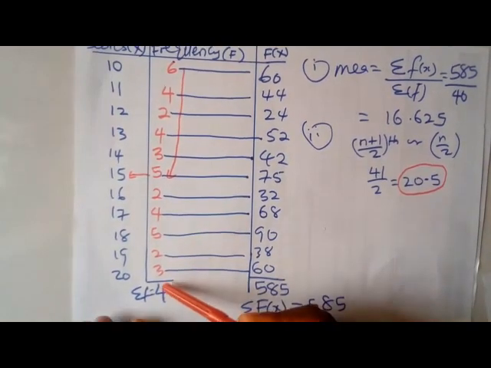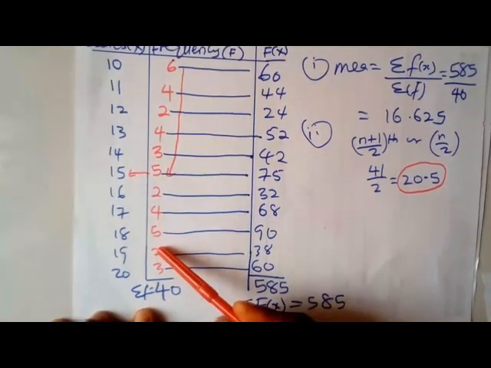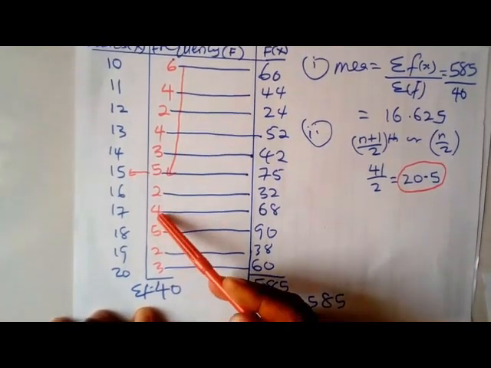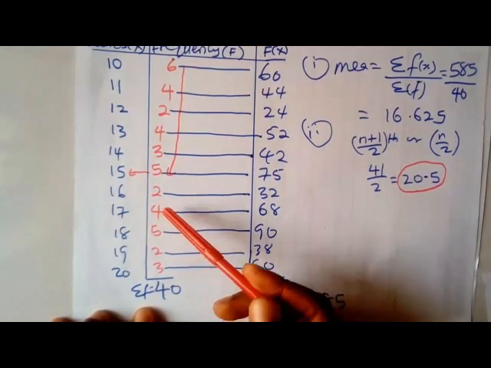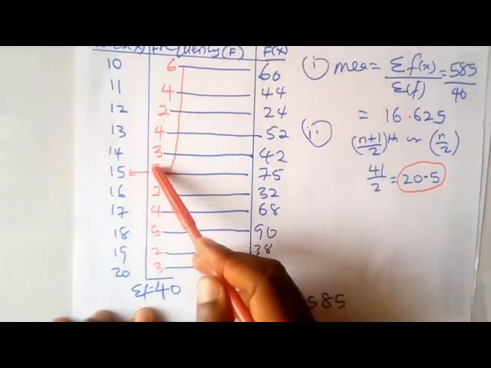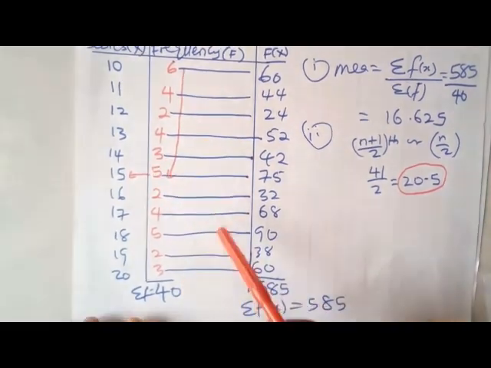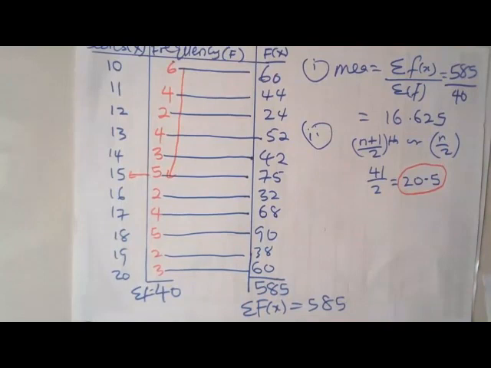Like I said earlier, you can add from anywhere. What if you decide to add upward? 3 plus 2, 5. 5 plus 5, 10. 10 plus 4, 14, right? 14 plus 2, 16. 16 plus 5, you can see 21. This is where it lies also. It doesn't matter where you decide to start from. So that is how to find the median.